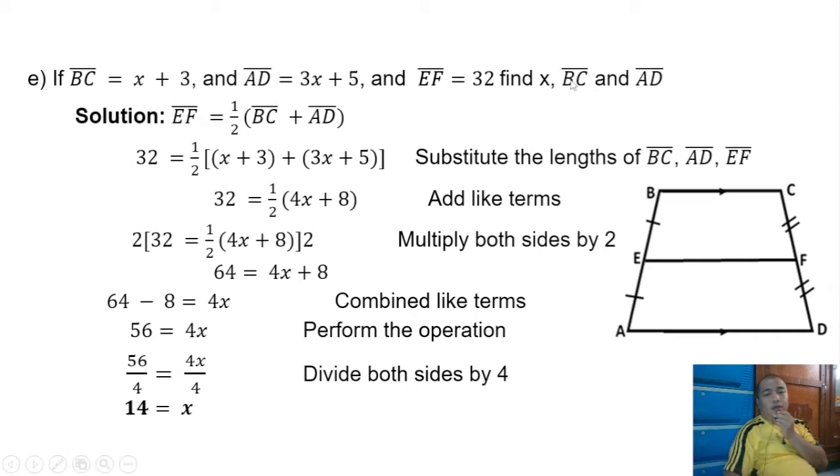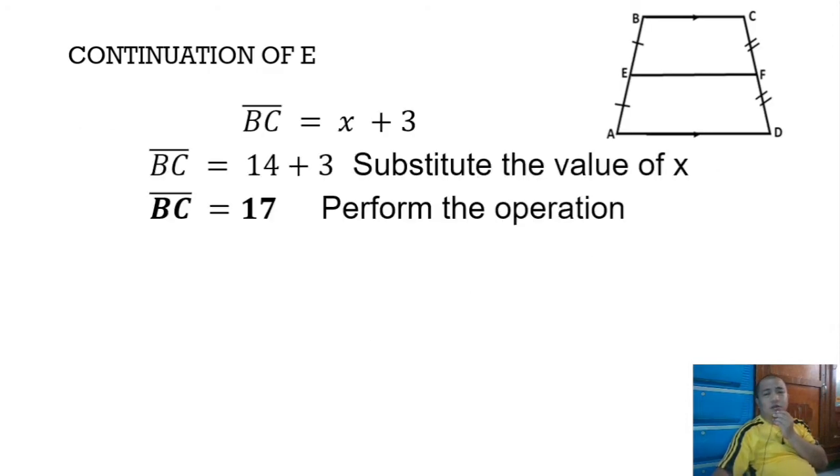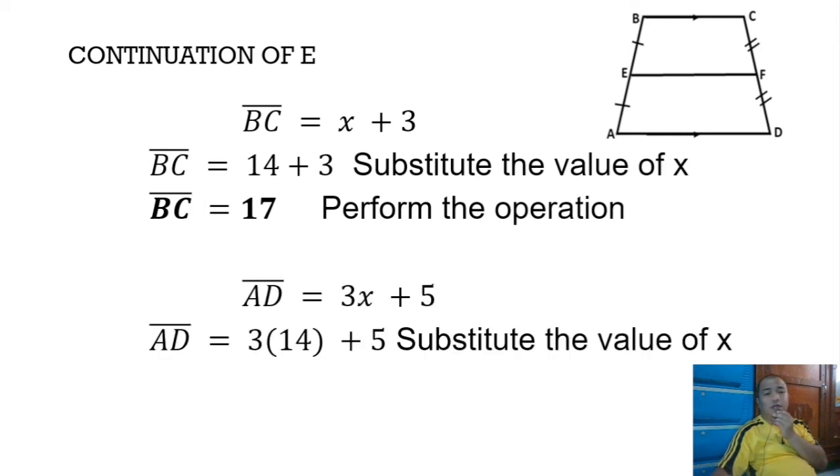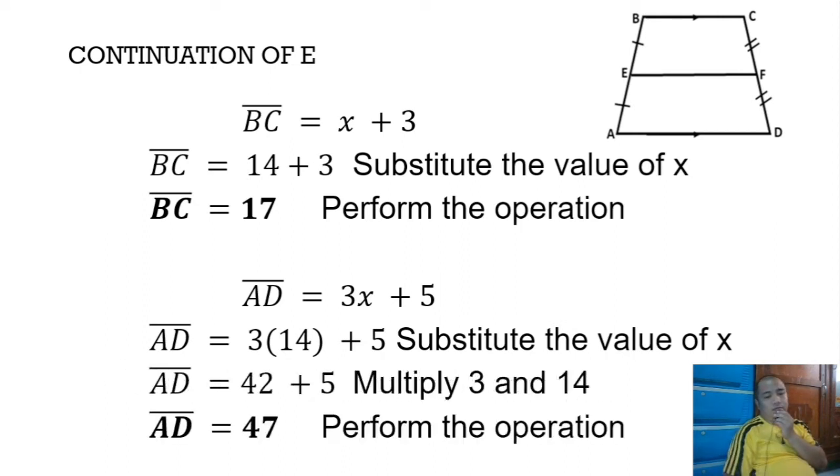Then, pag nahanap mo na yung x, BC and AD, just substitute x here to solve for BC. 14 plus 3, 17. Ito naman, 14 times 3 plus 5. So 17 yung BC. And for AD, 3x plus 5, since x is 14, 3 times 14, 42 plus 5 is equal to 47. Ayan. Right? So that's 17 plus 47 is 64 divided by 2. So therefore, EF, the median, is 32.